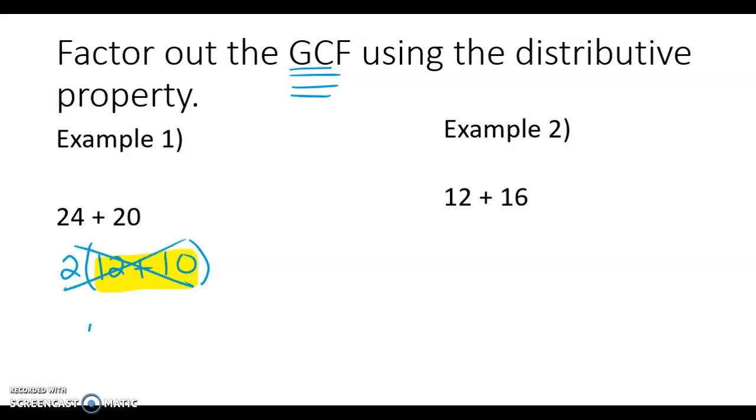Okay, our greatest common factor, let's try 4. 6 times 4 is 24. 4 times 5 is 20. So yes, this is correct.